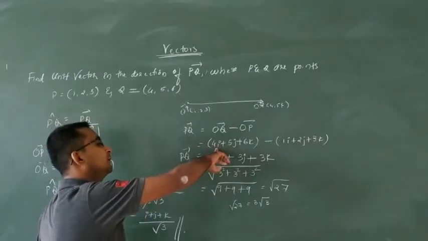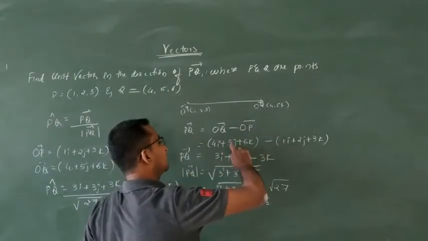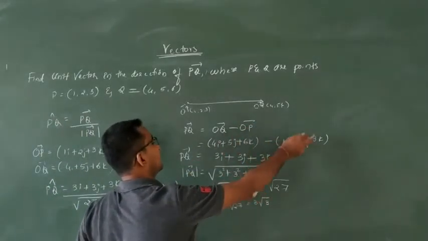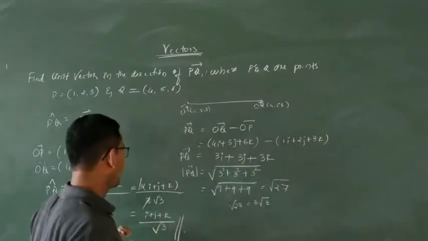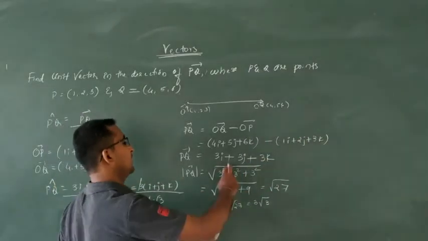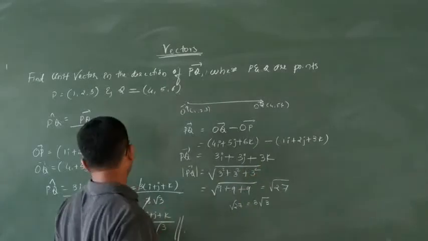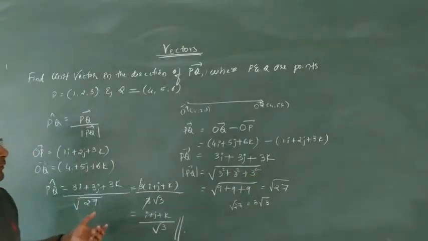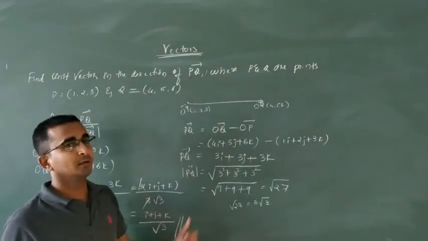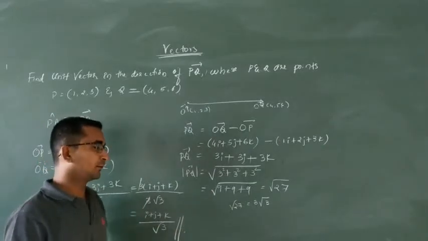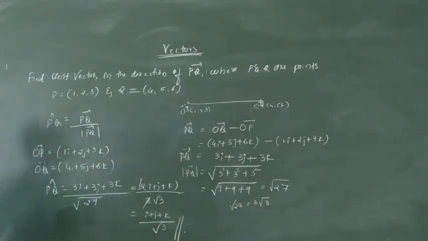So the direction of x axis minus direction of x axis, direction of y axis minus direction of y axis, direction of z axis minus direction of z axis, then you get 3i plus 3j plus 3k. So what is the formula for the mod of PQ? The mod of PQ is nothing but root of 3 square plus 3 square plus 3 square, that is root of 27. I can write this as 3 root 3. So substituting the formula, then you get the answer. So this is how to find the value.